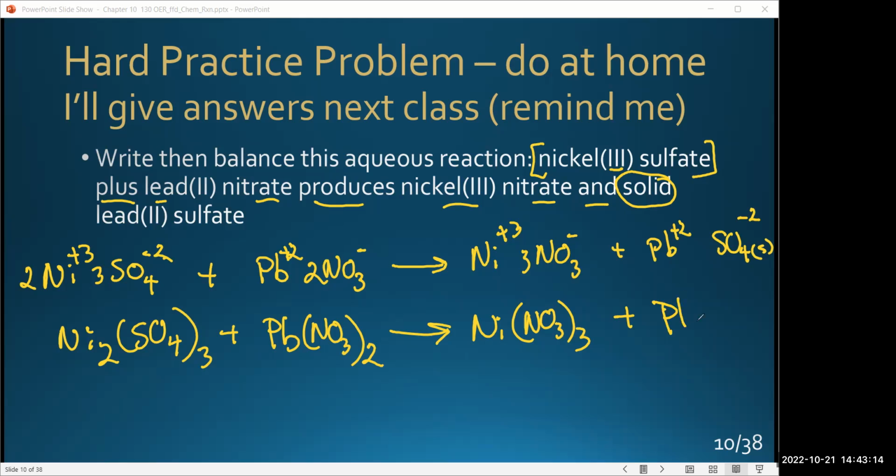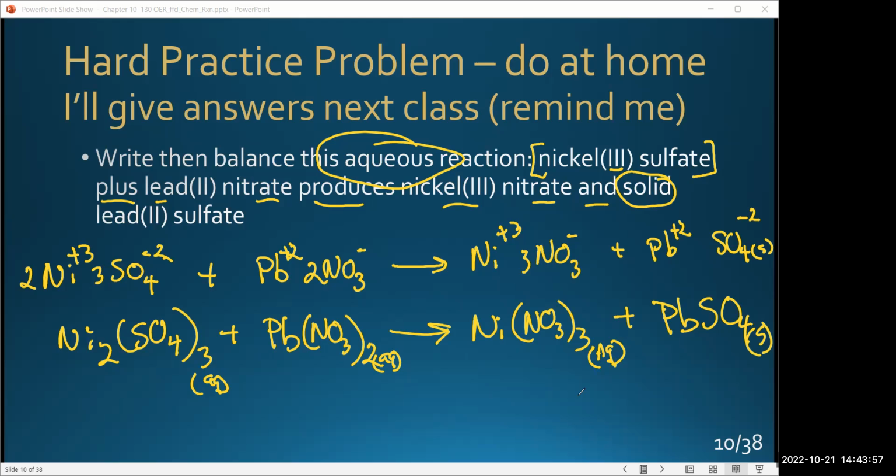So it's PbSO4, and the physical state is solid. Now, in the beginning, they said the aqueous reaction. So nickel sulfate and lead nitrate are soluble. In fact, if you look at the solubility rules, you'll see that this particular sulfate with the nickel is soluble. And the lead nitrate, no matter who the nitrate is bonded to, it's soluble, which is the same thing here for the product where you got nickel nitrate. It is soluble in water, so it's aq.